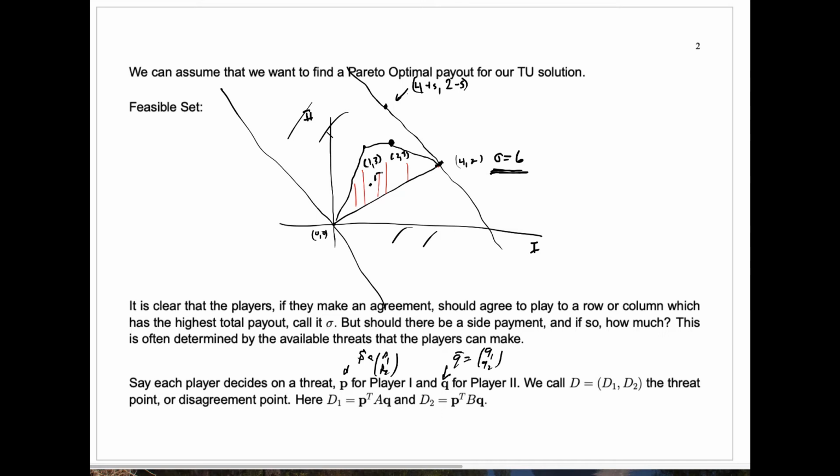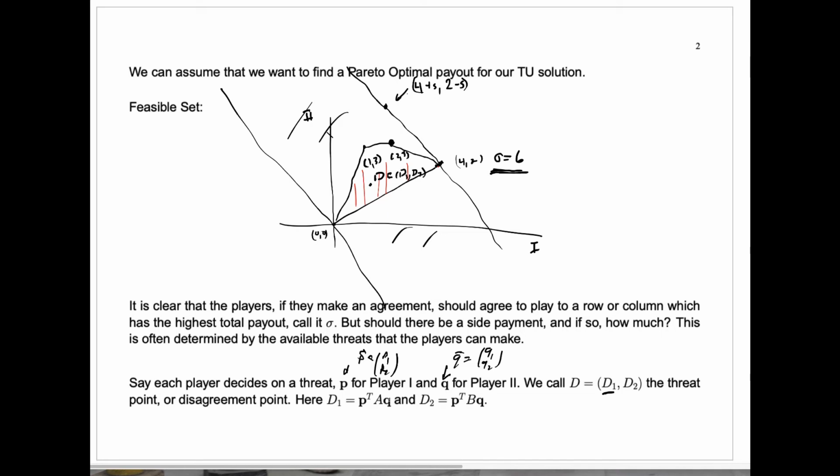That's the point in this feasible set, so it should be in the convex hull of these pure strategy options, which represents the payout player 1 can receive if player 1 plays probability vector P and player 2 plays strategy with probability vector Q, and D2 is the payout for player 2. So this point D is the point here, D1, D2.